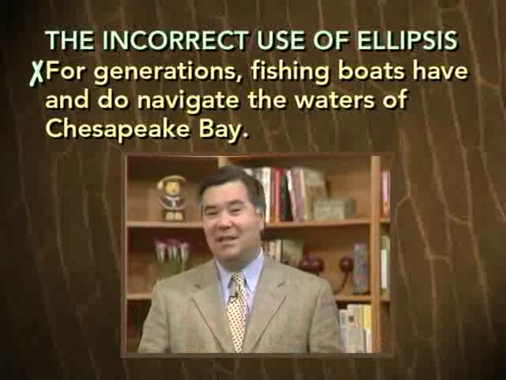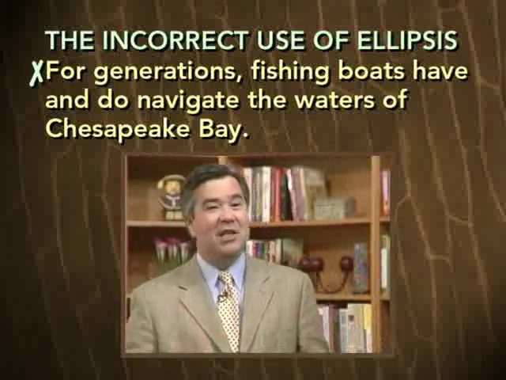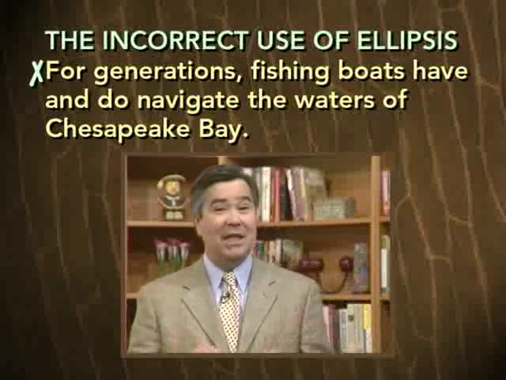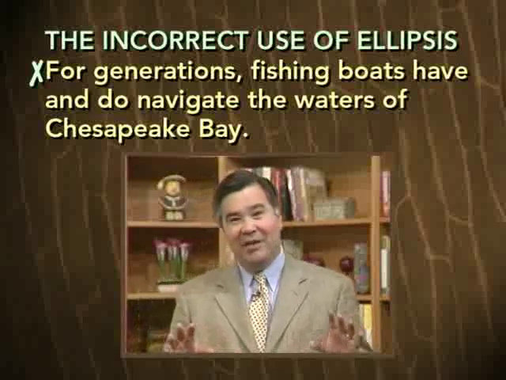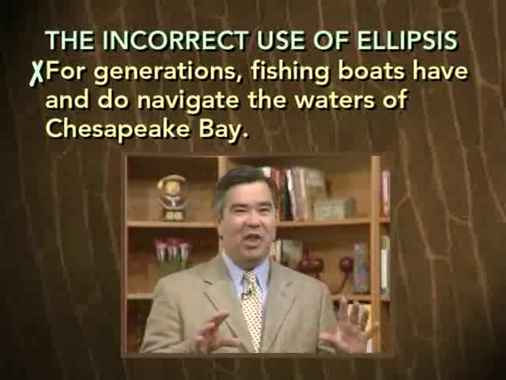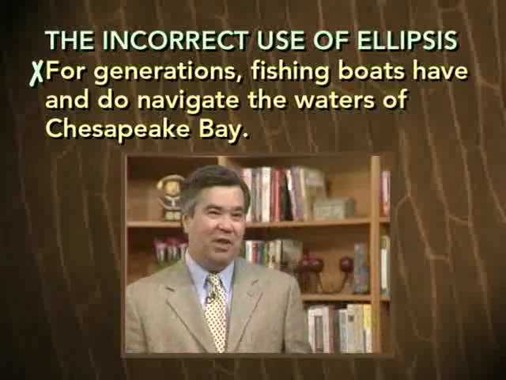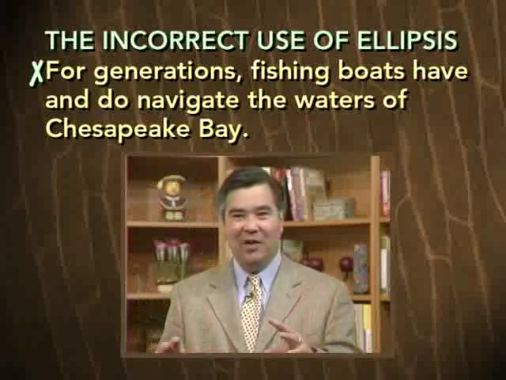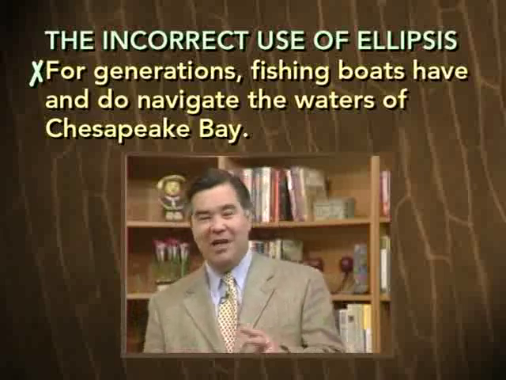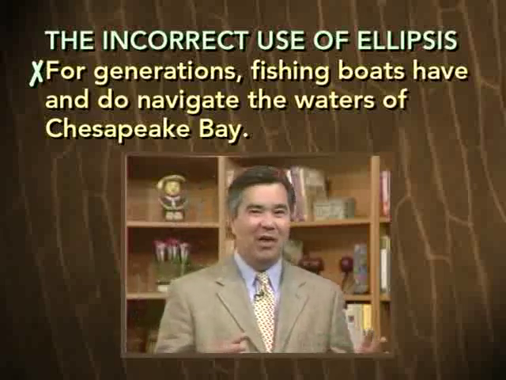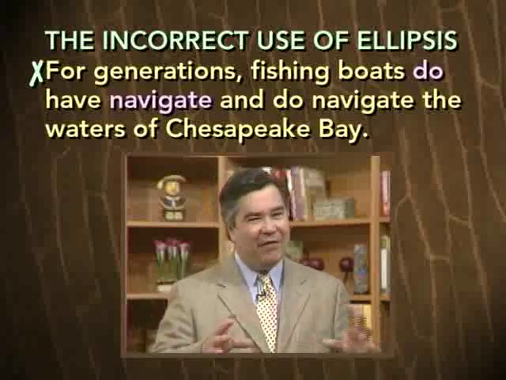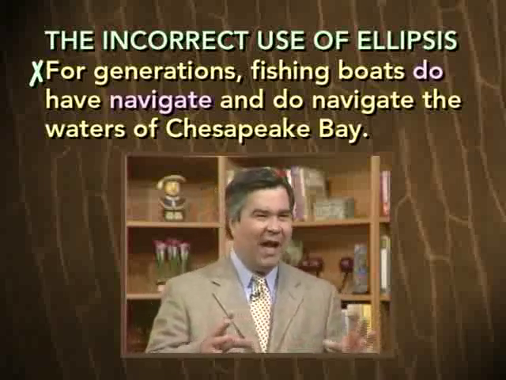However, does he pass the test of correct ellipsis? To test that, we have to plug in the same words that have been omitted and make sure that the sentence makes sense. Now, in the second clause here, we are told fishing boats do navigate the waters of Chesapeake Bay. That's the complete clause. When we try to insert the same words into the first half, suddenly the sentence doesn't really work. For generations, fishing boats have navigate, or do have navigate.